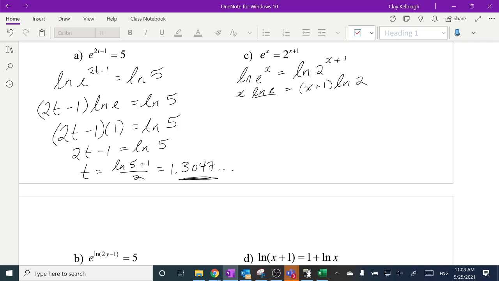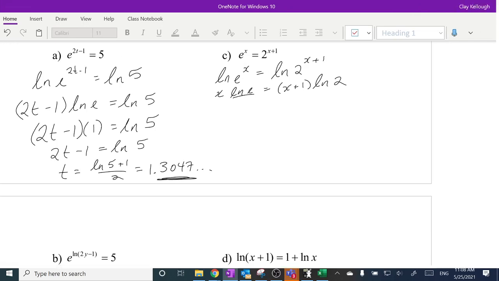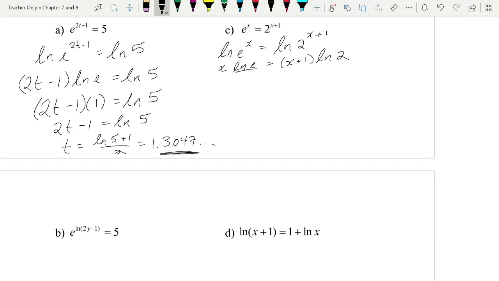This thing is just 1. Let me get rid of that underline, but I was just trying to show you that that thing is 1. So that's x equals ln of 2 times x plus ln of 2. Collect my like terms, so I have x minus the natural log of 2 times x equals the natural log of 2. Factor out your x.